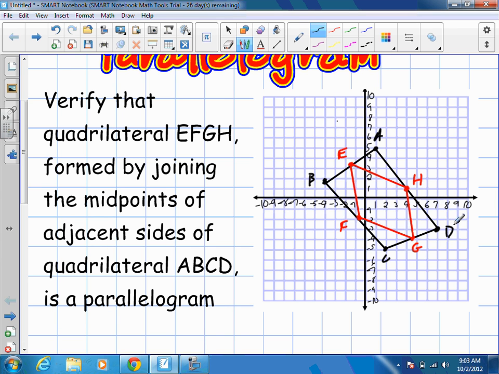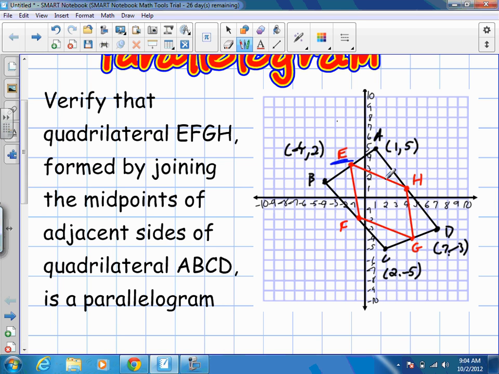We have to prove that EFGH is a parallelogram. Now, they've actually given us the coordinates, so I'm going to quickly read them out. A is 1 and 5. D is 7 and negative 3. C is 2 and negative 5. And finally, B is negative 4 and positive 2. So those are A, B, C, D. We don't know the coordinates of E, F, G, H, so we need to find each of these midpoints.